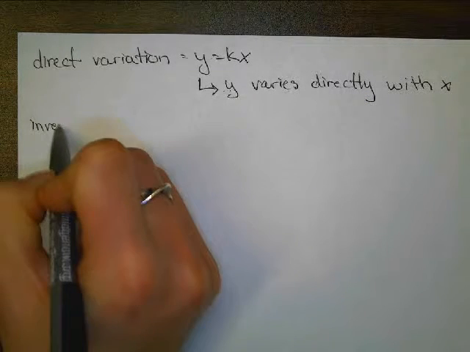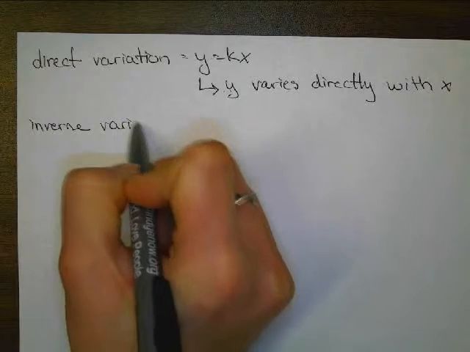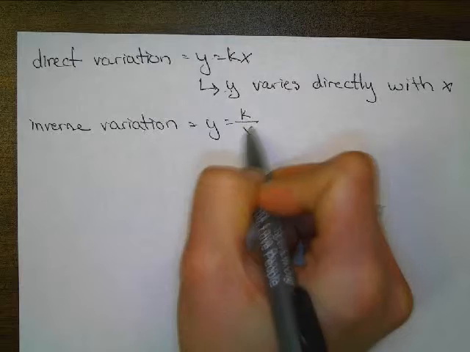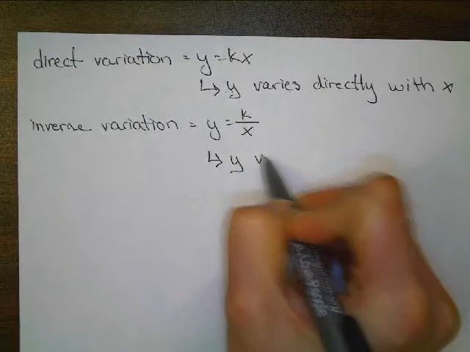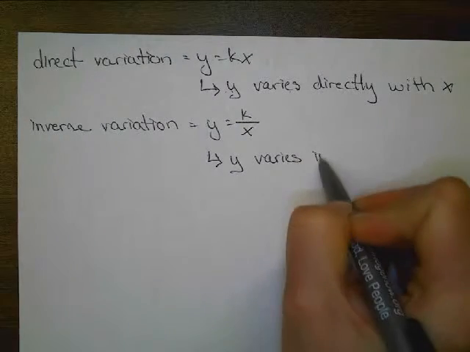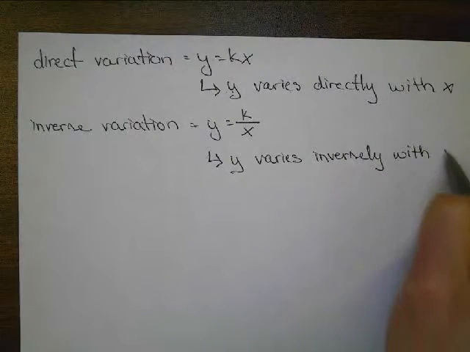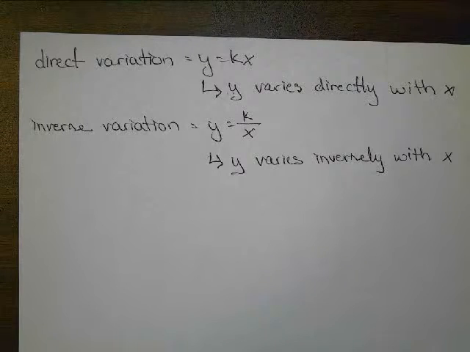And then if we have inverse variation, that is in the form of y equals k divided by x. So that's where y varies inversely with x. So again, y of course is still our dependent variable. So it's going to change depending on how x changes, but in the opposite direction.